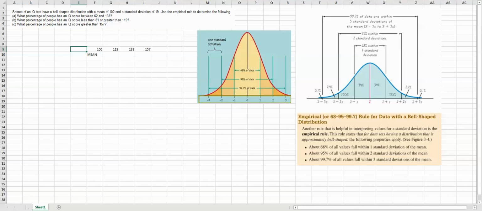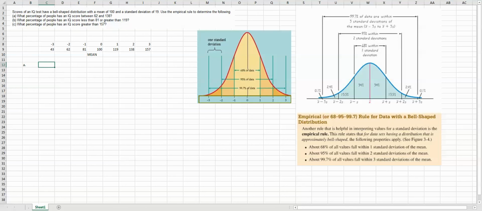Now let's go below that. 100 minus 19 is 81. Then let's take 81 and deduct another 19, so 62 is 2 standard deviations below. And then 62 minus 19 gives us 43. Let me set up our little picture here, as far as how many standard deviations around the mean each value is. And then let's take a look at our question.